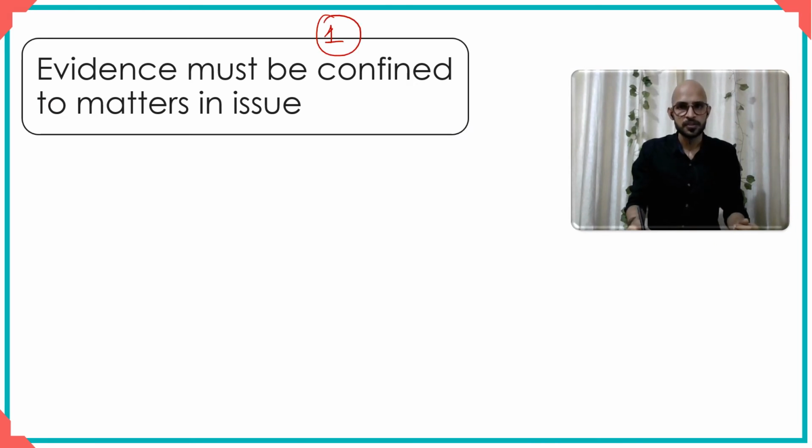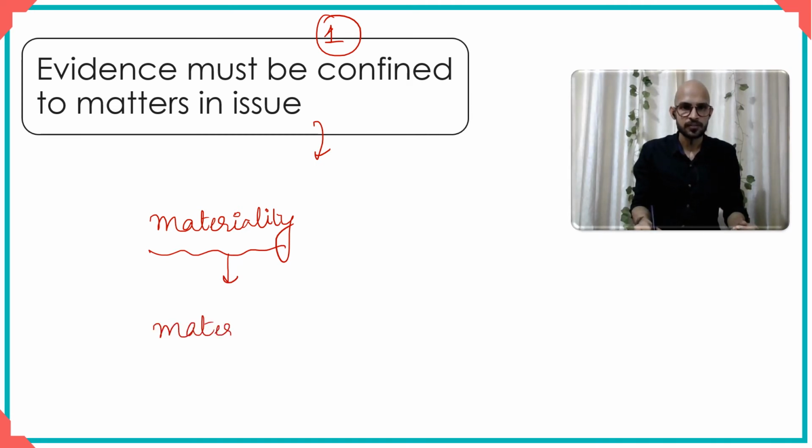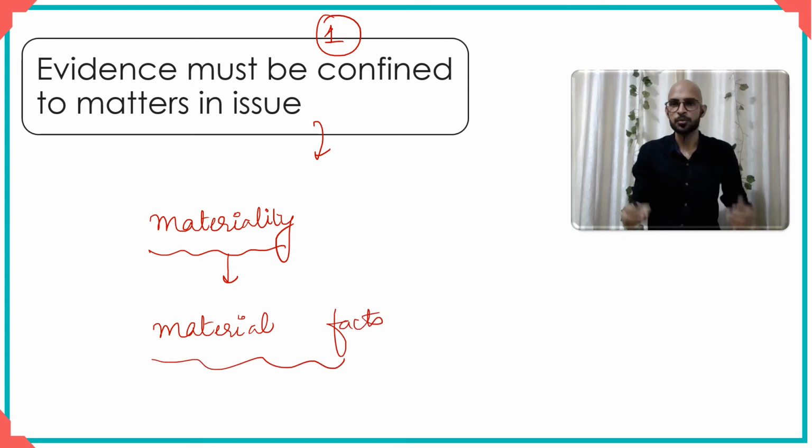So this first principle is sometimes also referred to as the rule relating to materiality. What this basically means is that we confine ourselves to evidence relating to the material facts only. Right? So I hope we've understood the first principle. Let's go ahead and have a look at the second.